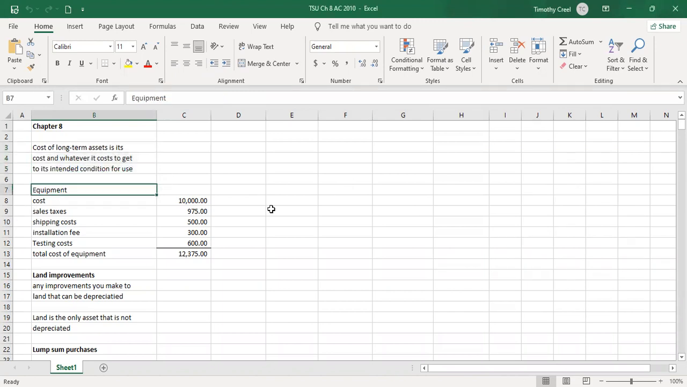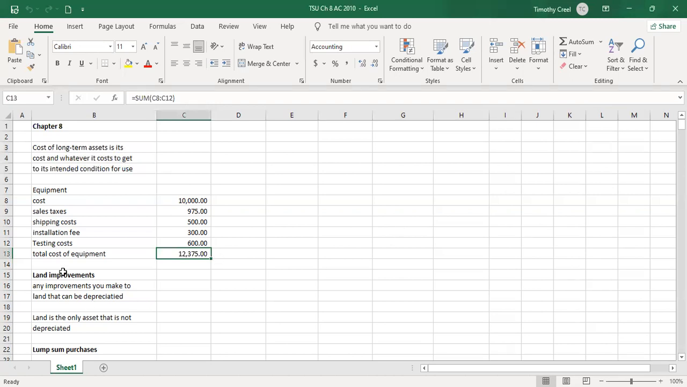So if you think about equipment, for example, it would be the cost of the equipment plus the sales taxes, shipping cost, installation fee, and testing cost for a total cost of the equipment of $12,375. So the total cost of a long-term asset is whatever they pay for it plus whatever it takes to get it to its intended condition.